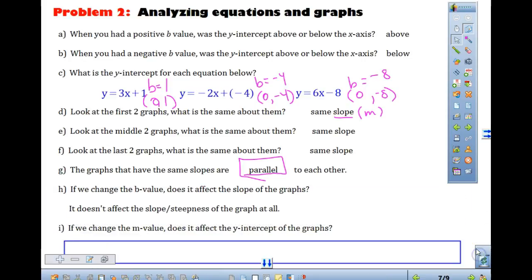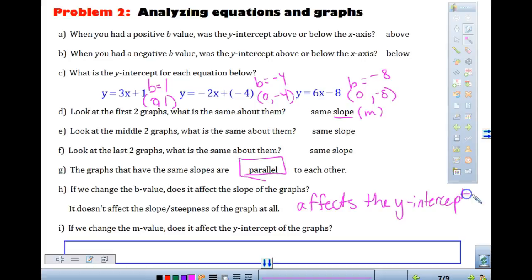And the reason it is no, it doesn't affect the slope or steepness of our graph at all. What does it affect? It affects the y-intercept, which just means the point on the y-axis. That's all y-intercept means, is on that y-line.